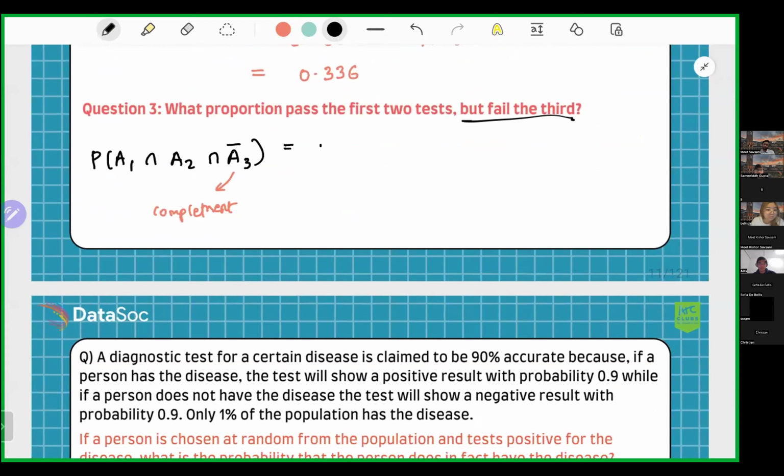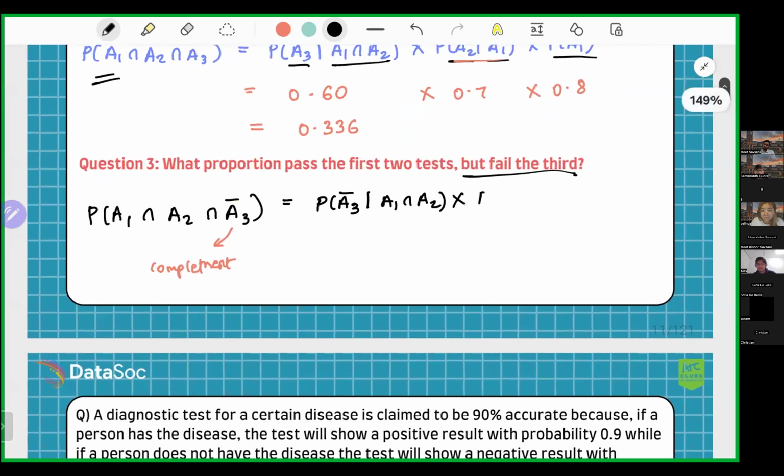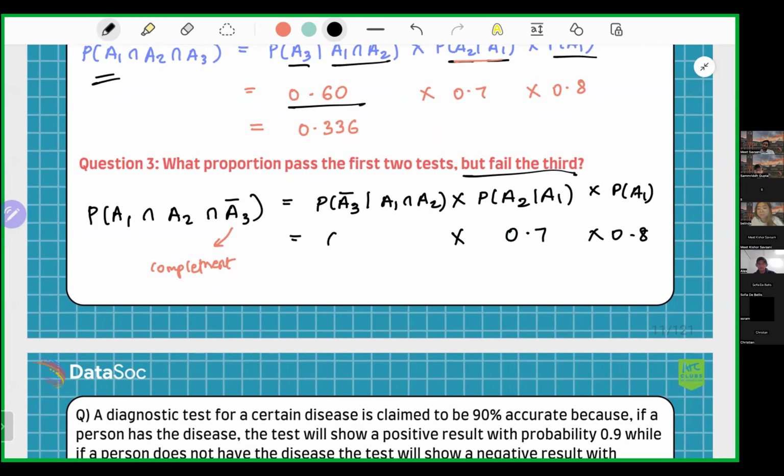Okay, that's good. We'll still use the same formula, into probability of A2 given A1 into probability of A1. We know this is 0.8, this is 0.7, and this is 1 minus 0.60, that's 0.40, into 0.7 into 0.8. That's 0.224. Okay.